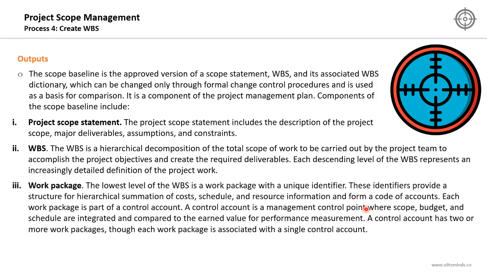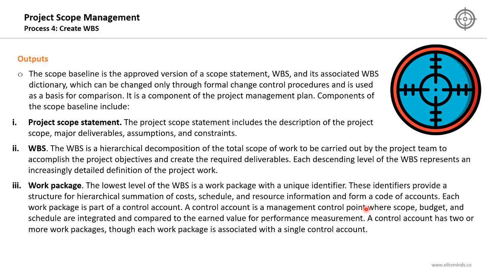The work package, which is the lowest level of the work breakdown structure, is a work package with a unique identifier. These identifiers provide a structure for hierarchical summation of costs, schedule, and resource information, and form a code of accounts. So giving a unique identifier for each item in the work breakdown structure is very important for the summation later on of the costs, schedule, and resources.